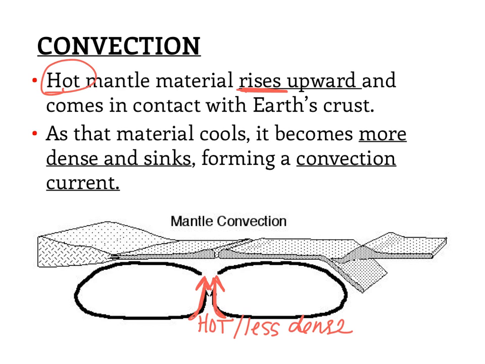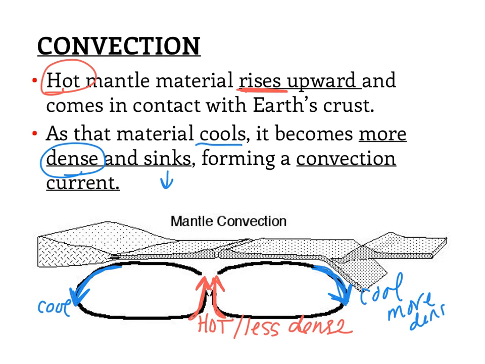Now that material can't stay that warm forever. It's getting away from its heat source and eventually will cool down, becoming more dense and then sinking. And so that entire flow or that process is known as the convection current. So here we have the cooling of the material. And that, like we said, is the more dense. So there is our entire flow of the convection current.